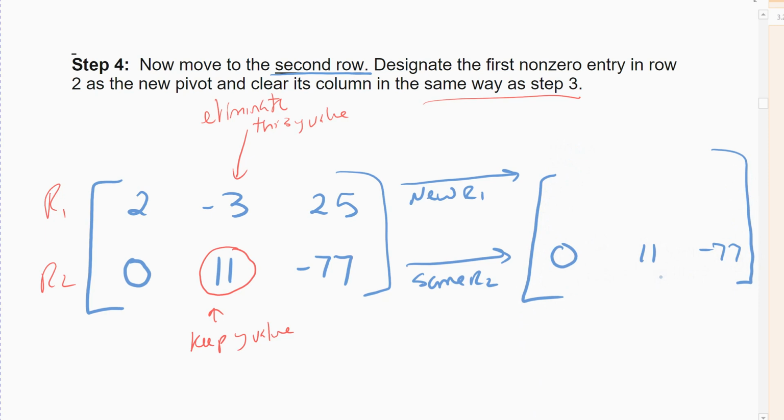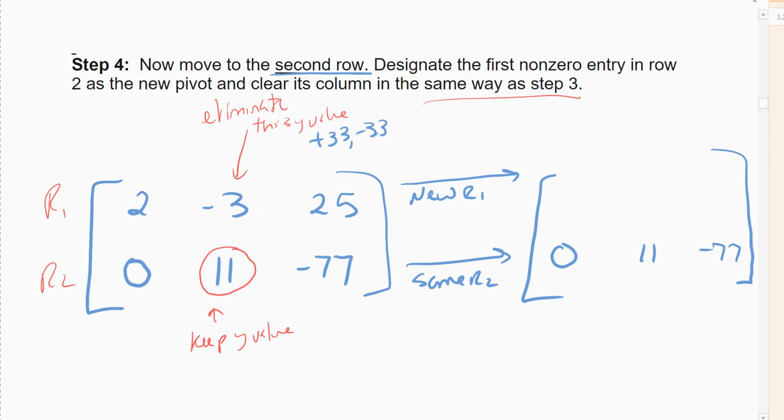And so I'm going to do something similar here. And so I've got to get a new row 1 where we eliminate the y value. And so what I have to do is I have to make my y values opposites of the same. Well, they're already opposite. I've got a -3 and a +11. Well, 3 and 11 are prime. So the only possibility is when I multiply them out. So I want to make one a +33 and one a -33.